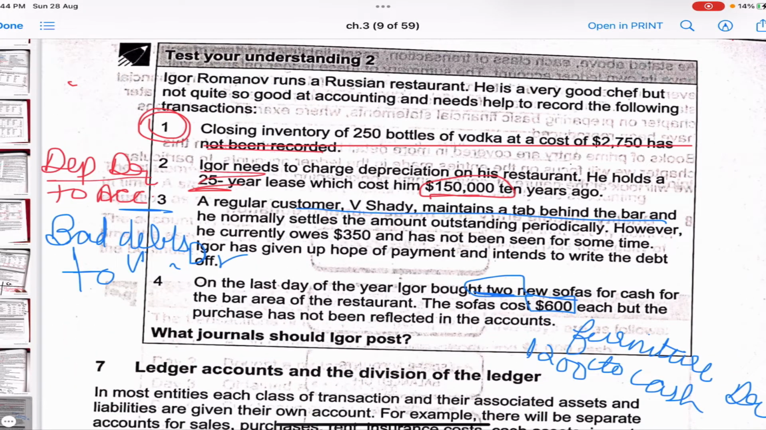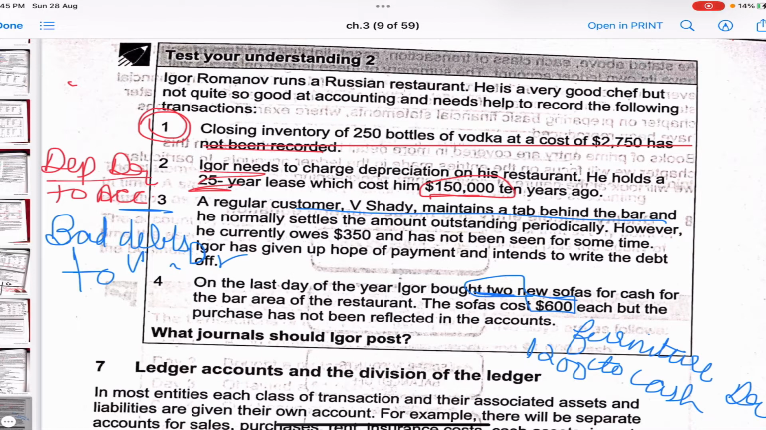Okay, so in this question again, Igor Romanov runs a Russian restaurant. He is a very good chef, but not quite so good at accounting and needs help to record the following transactions. So we need to put up some journal entries in this question. So even if you're confused right now, that is okay, because by the end of these few chapters you will be thorough with it. But let's just discuss it orally.